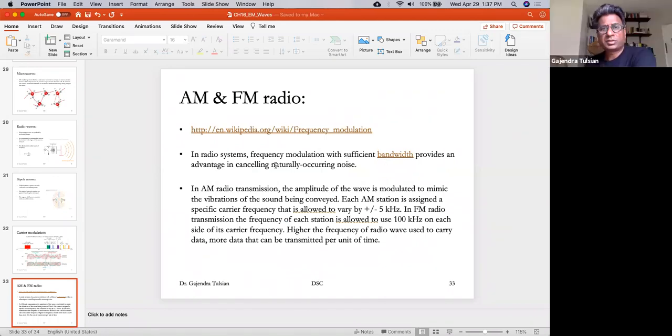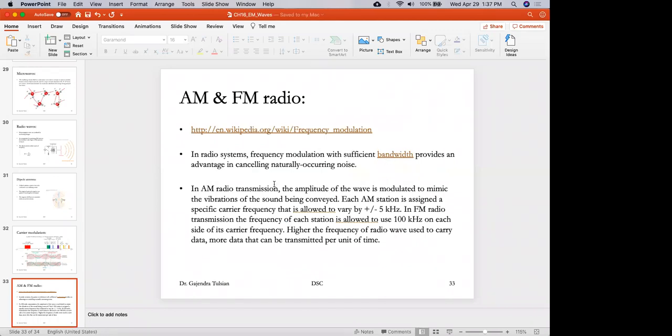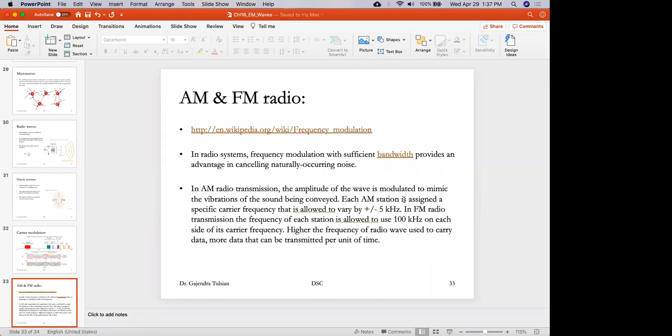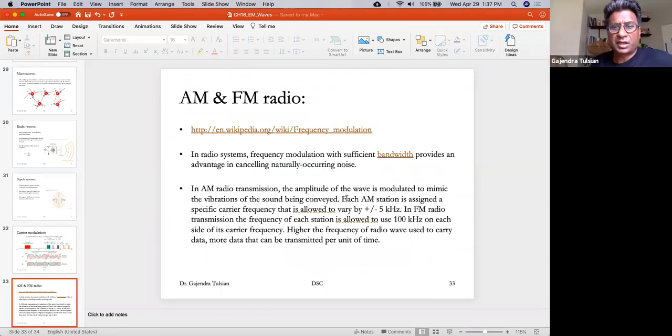So in a radio system, frequency modulation is canceling naturally occurring noise. Each AM station is assigned a specific carrier frequency and is allowed to vary by plus or minus 5 kilohertz. In FM radio, each station is allowed to use 100 kilohertz on each side of its carrier frequency.